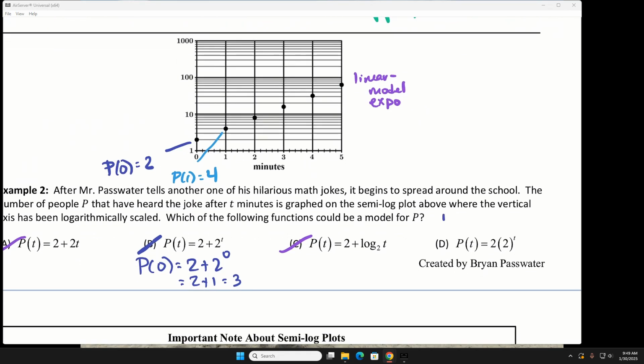And then let's check D. So we'll put 0 in. So that's going to be 2 times 1, or 2, which is good. And then just to be double sure, we can plug in 1. And 2 times 2 is 4. So it is choice D. All right, any questions on that?